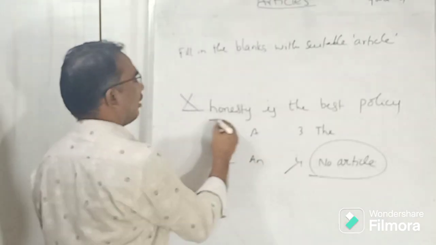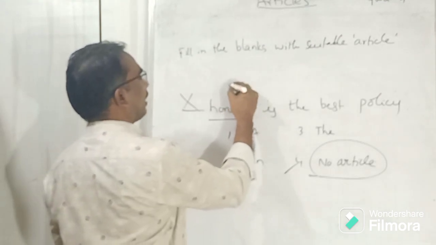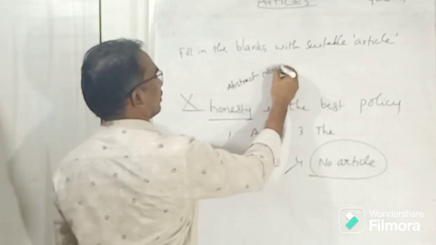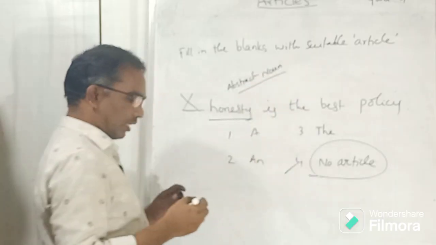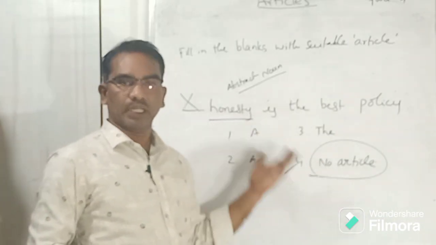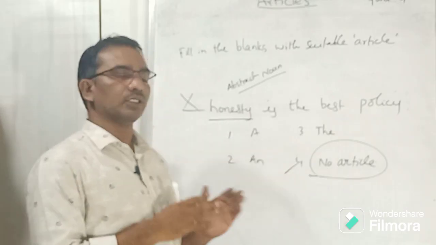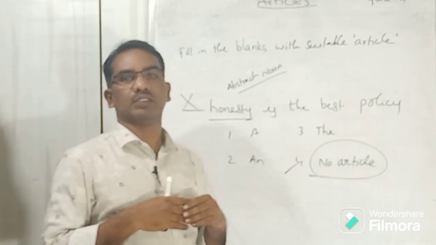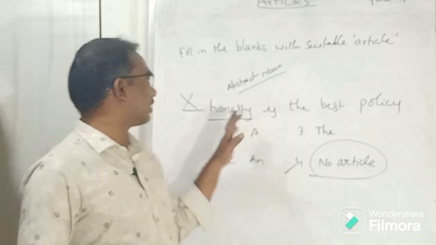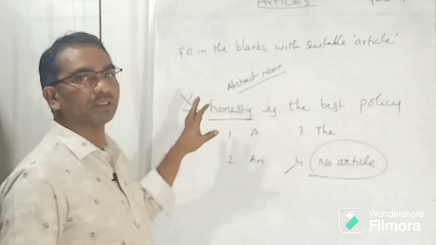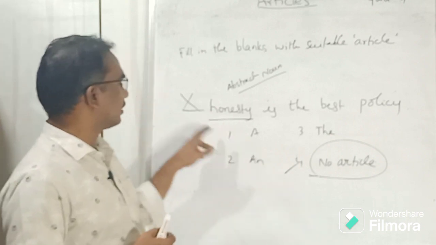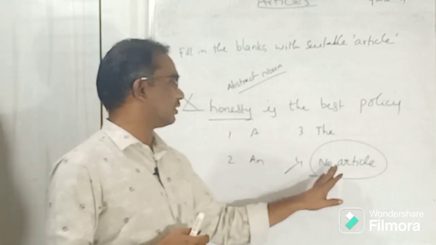The reason is honesty is an abstract noun. These abstract nouns like honesty, love, hatred. The nouns which you can't touch and feel, you can't touch and see, those are called abstract nouns. These abstract nouns do not take an article, right? So that's why the fourth one is the answer.